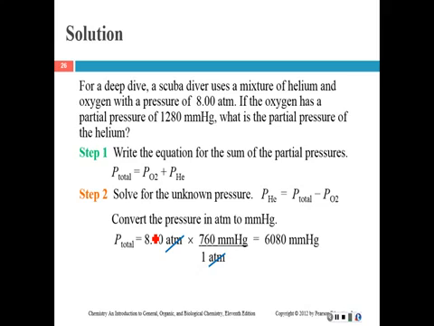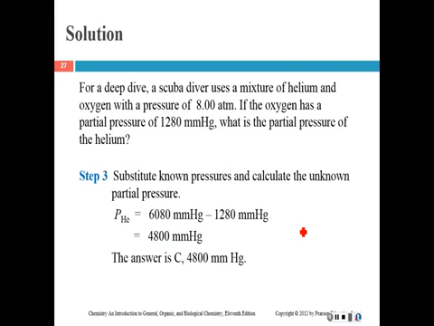That's going to be similar to what we had before. We're going to have to convert our atmospheres to millimeters, and that's what we're doing down here. So that means the total pressure is really 6080 millimeters of mercury. Then I can subtract the pressure of the oxygen from that, which is this guy here, and I got that for an answer. It's pretty straightforward.